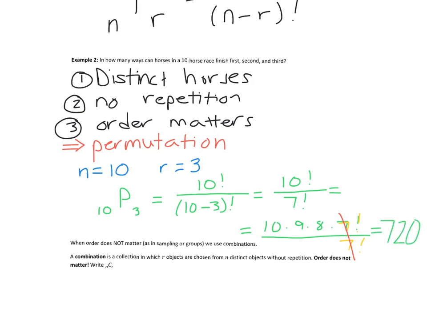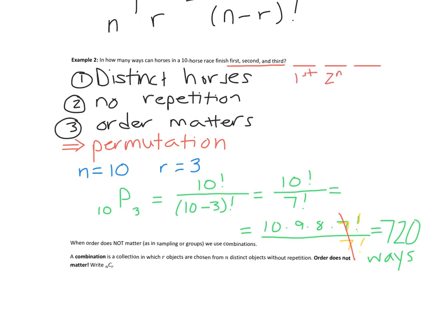720 different ways. There you go, getting it on the border right there. All right, so we did our permutation. I also wanted to show you an alternative way to solve this too. This can also be thought of as a sequence of choices, right? How many choices do we have for first place, second, and third?